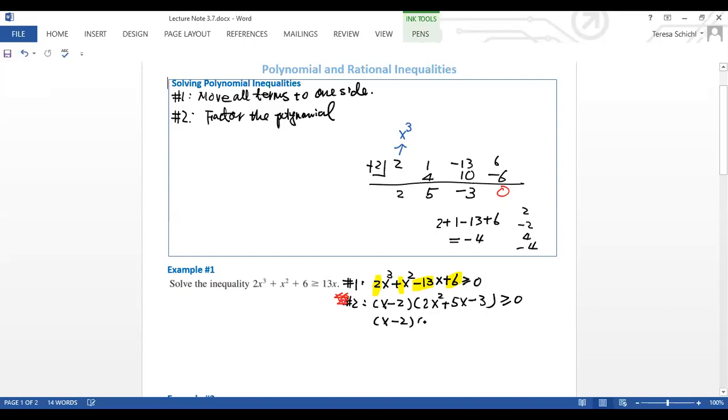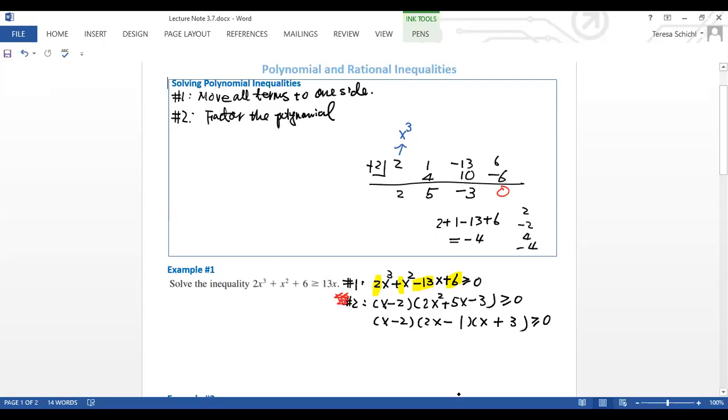So here I have 2x, and here I have x, and I have 3. So I need to have a +5, so I put plus 3 here and then -1 here. All right, so this is greater than 0.